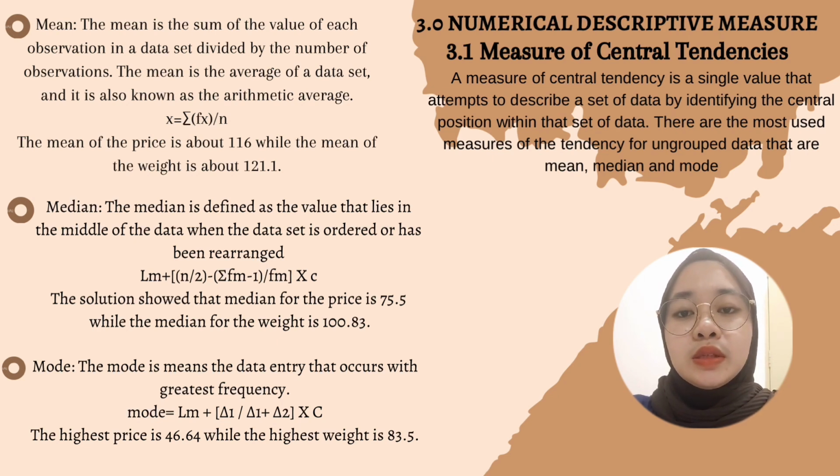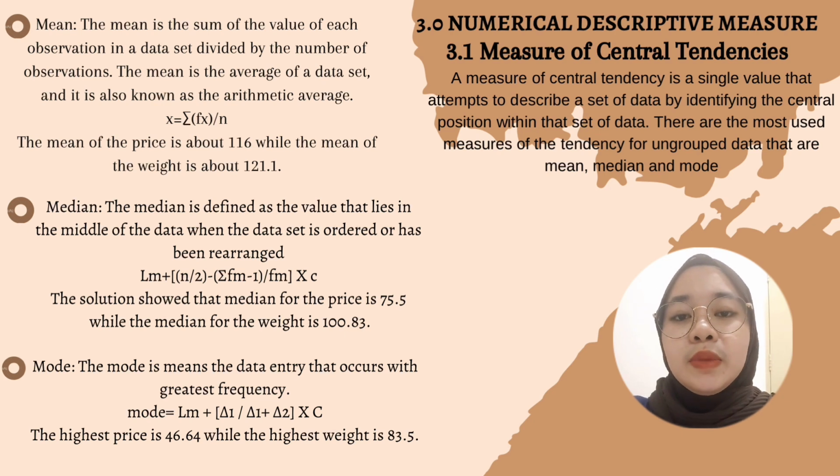A measure of central tendency is a single value that attempts to describe a set of data by identifying the central position within that set of data. They are the most used measures of tendency for ungrouped data, that are mean, median, and mode. For mean, the mean is the sum of the value of each observation in a data set divided by the number of observations. The mean is the average of a data set, and it is also known as the arithmetic average.